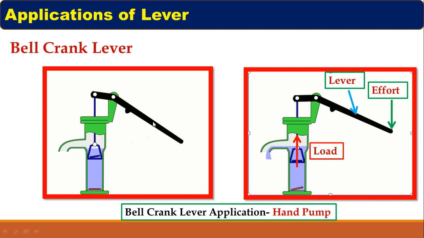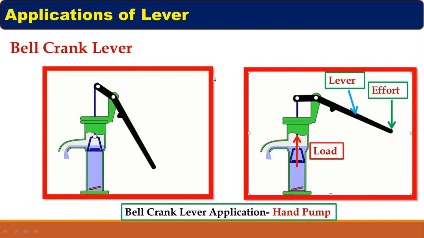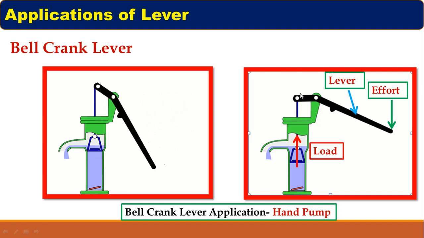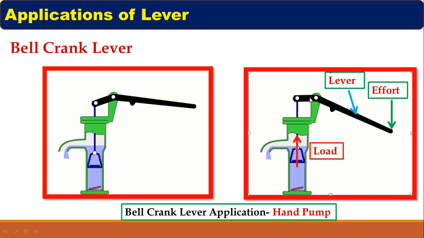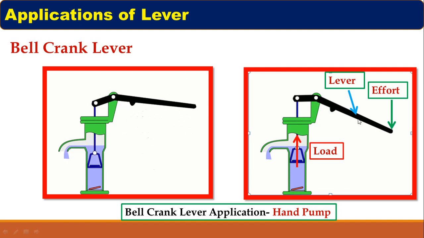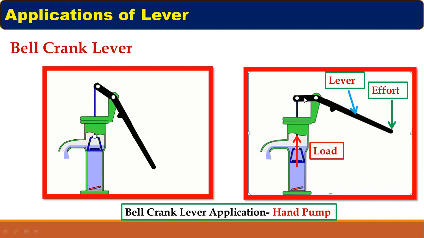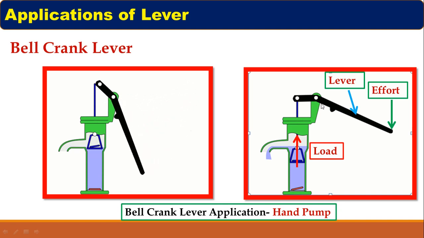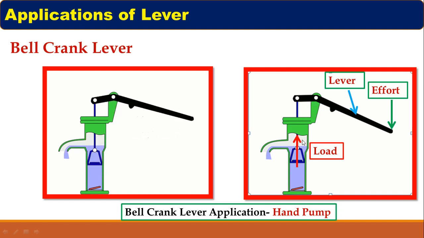So this is an example of bell crank lever. I have just explained why it is called a bell crank lever. This is the point at which the load is attached. This is the load arm, the distance between load and fulcrum, and this is the fulcrum. The distance between effort and fulcrum is called the effort arm. The effort arm is greater as compared to the load arm, and there is an angle between the load arm and effort arm, which is other than 180 degrees. So this is the example of bell crank lever, and the application is hand pump.